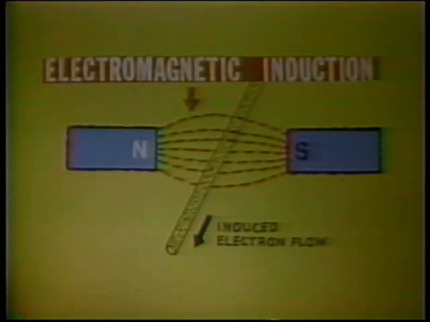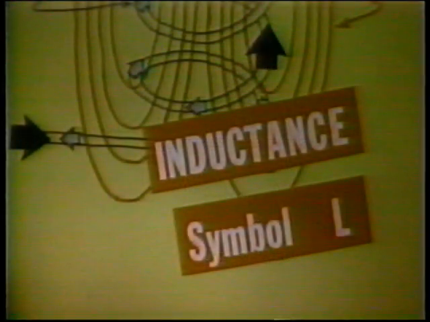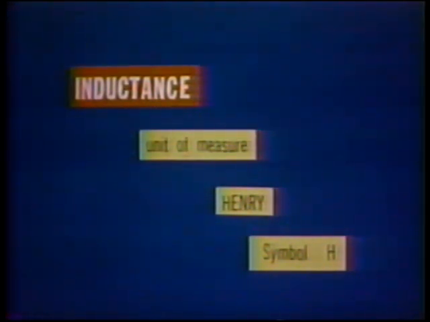Now let's review some of the highlights of this program. Electromagnetic induction is the process of inducing a voltage in a conductor which is cutting or being cut by a magnetic field. The voltage induced by self-induction is called counter-electromotive force, CEMF. The inductance is the ability of a circuit to produce a voltage by electromagnetic induction when the current is changing. The symbol for inductance is capital L. The unit of measure of inductance is the Henry, symbol capital H.